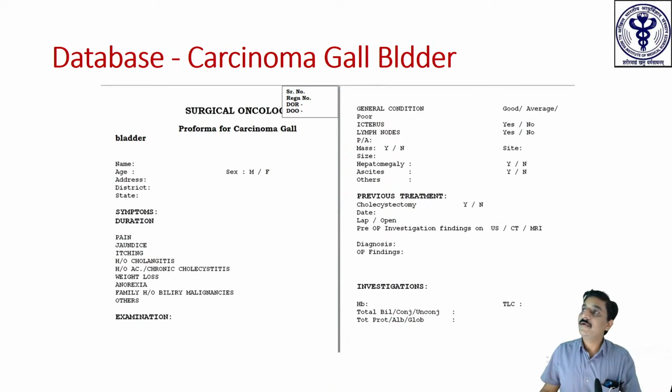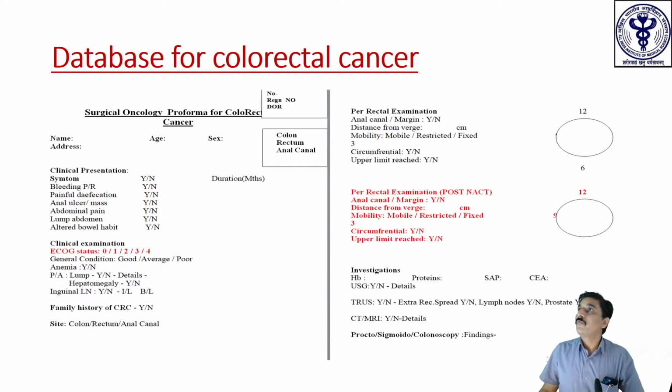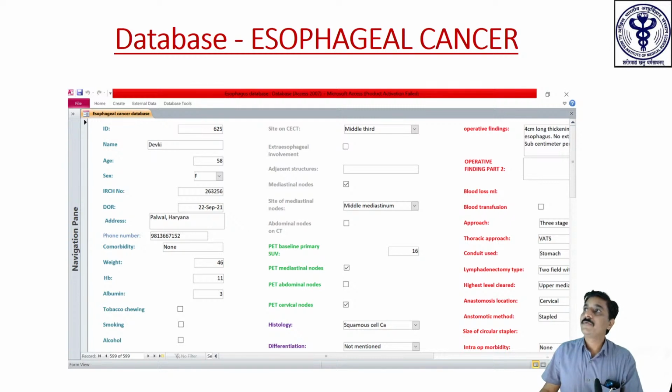This is the proforma, and it has around 80 data entry units. Carcinoma pancreas has around 180 data entry units. For colorectal cancer, we have around 200 units which can be entered. These are the proforma which can be transferred to the Excel sheet or Access format sheets.